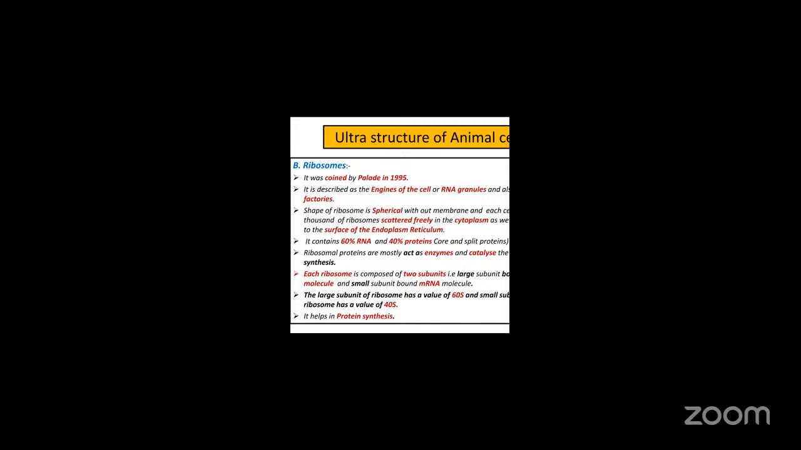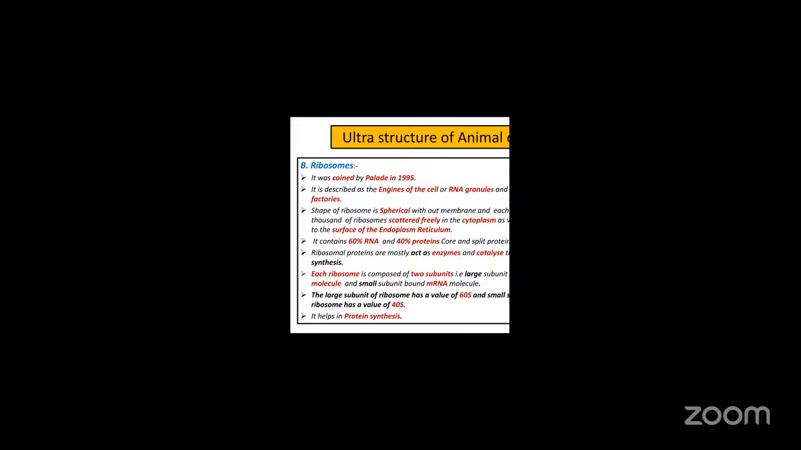Each ribosome has two subunits. One is called the larger subunit, and the other is called the smaller subunit. The larger subunit binds the transfer RNA, and the smaller subunit binds the messenger RNA molecule. The larger subunit is 60S, whereas the smaller subunit has a value of 40S. The main function is nothing but protein synthesis.